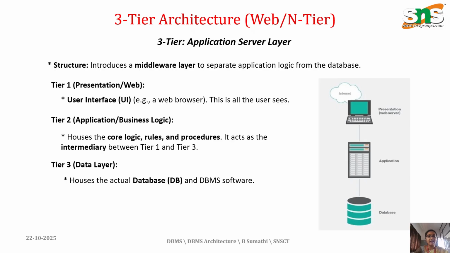So the next one is your three-tier architecture. In the three-tier architecture, the presentation layer will be in one place, the application will be in another, and the database will be in yet another site. The structure introduces a middleware layer to separate application logic from the database. Tier one is the user interface, for example a web browser. This is all the user sees. Tier two houses the core logic, rules, and processes. It acts as the intermediary between tier one and tier three. And tier three houses the actual database and DBMS software.